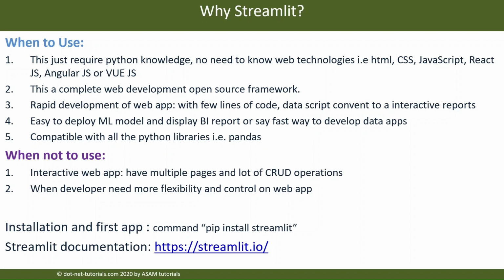The fourth one is easy to deploy ML models and display BI reports, or I'll say that this is a very fast way to develop a data app. What do you mean by data app? Displaying a BI report or ML model. So basically Streamlit is for data analytics.